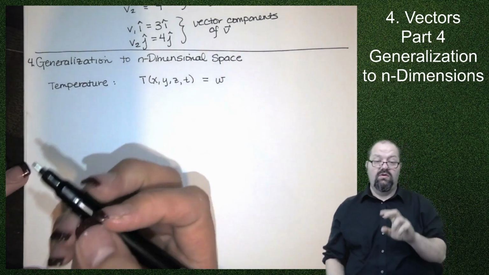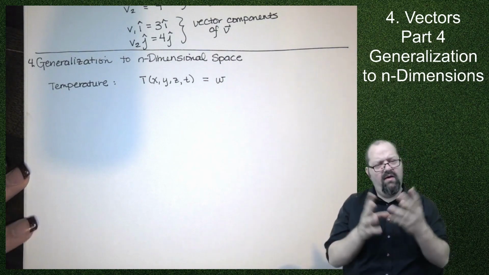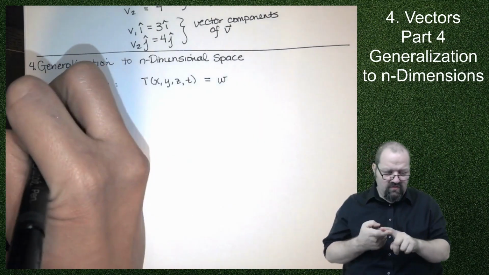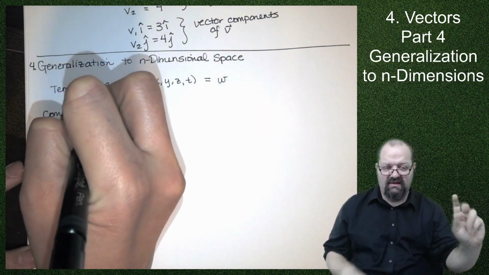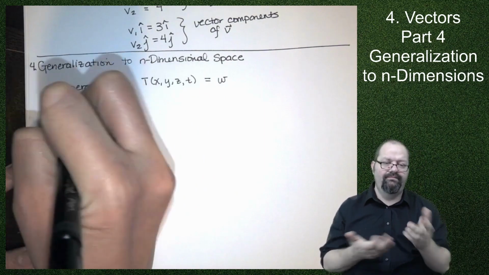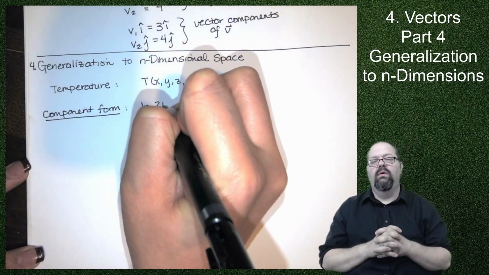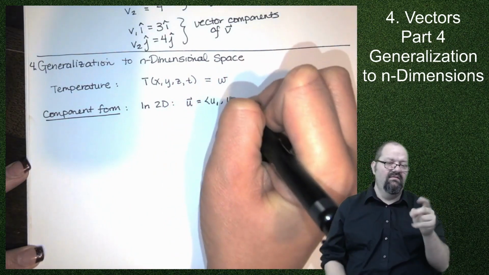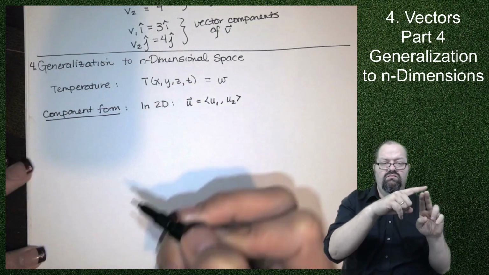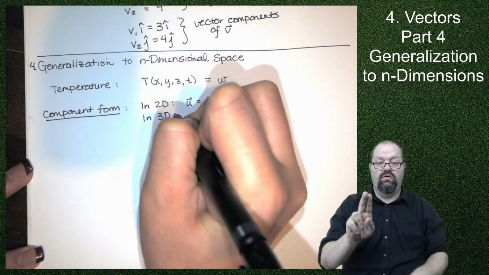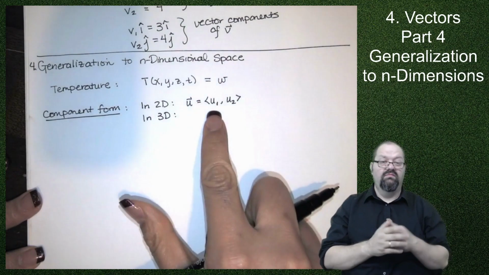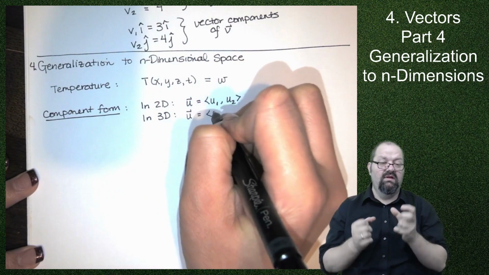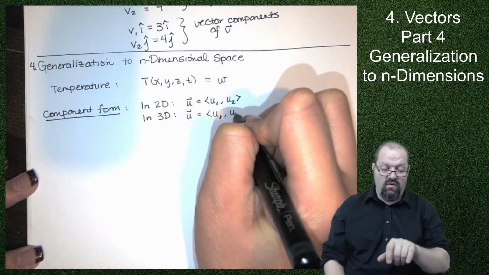So n-dimensional space is really important, but I just wanted to show you how everything that we've talked about so far goes from beyond 2D to 3D and as many as ND. So component form. In 2D, let's say we've got a vector u. It can be represented by components u1 and u2. You can imagine how that extends to 3D. Here I had an x component and a y component. If I go to 3D, now I'm going to have an x component, a y component, and a z component.